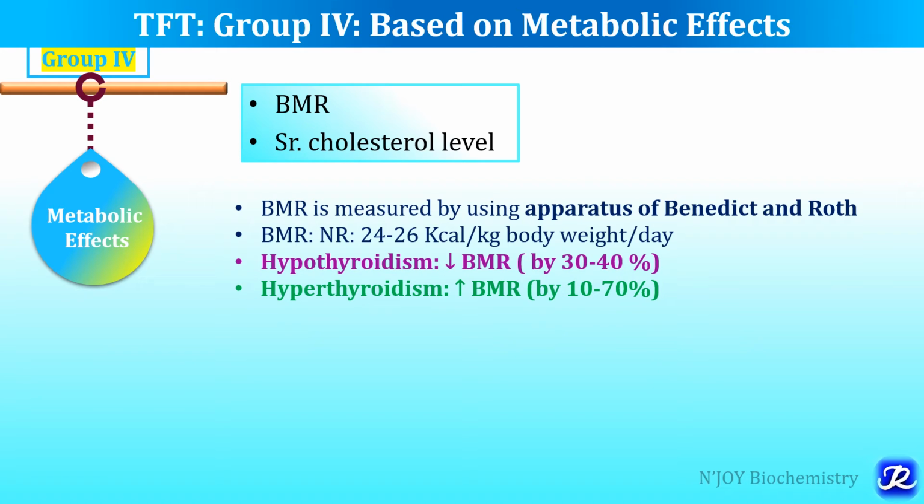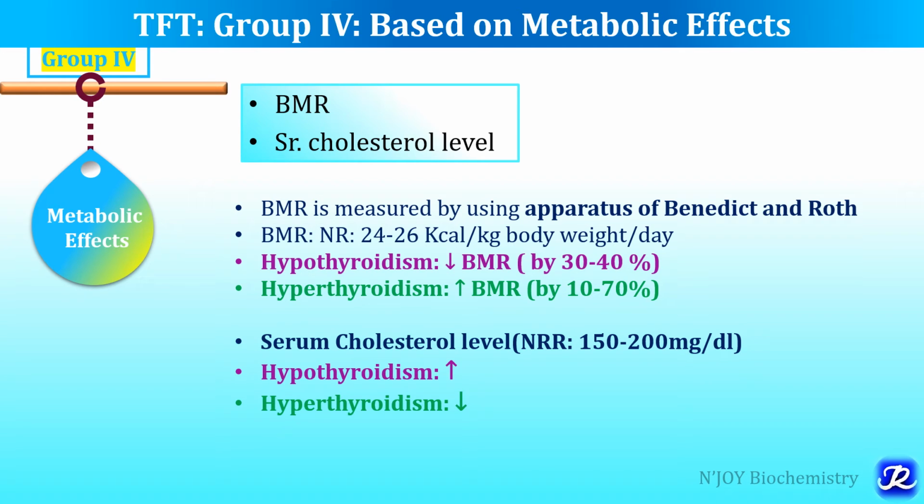In case of hypothyroidism, BMR is decreased by 30 to 40%, and in case of hyperthyroidism, it is increased by 10 to 70%. Serum cholesterol level, the normal reference range is 150 to 200 mg per deciliter, and in case of hypothyroidism there is hypercholesterolemia, there is increased serum cholesterol level, while in case of hyperthyroidism cholesterol level is decreased.